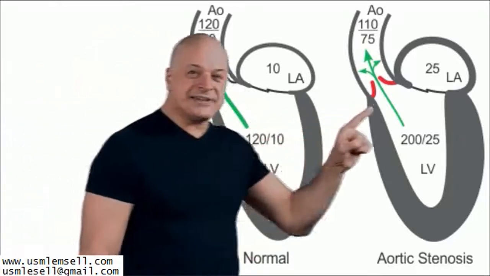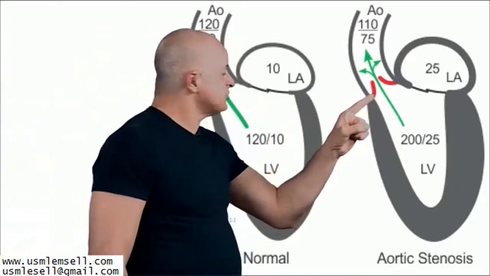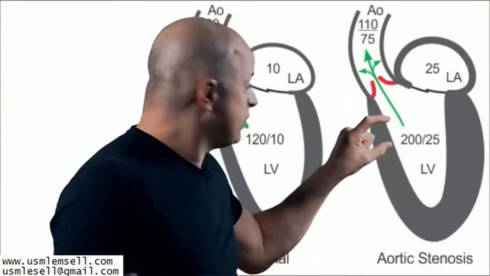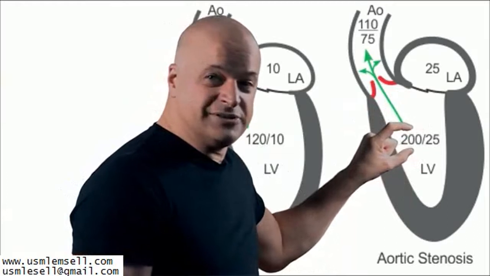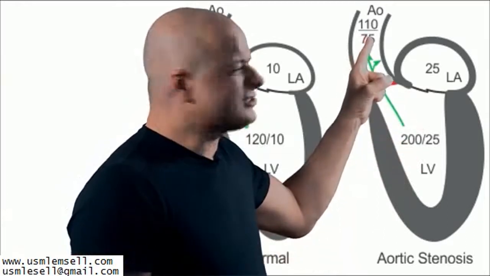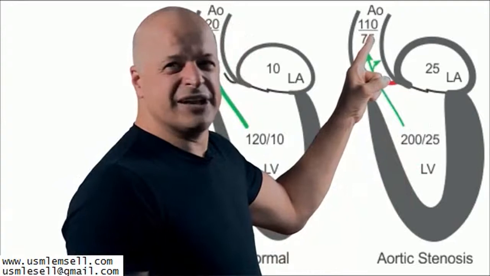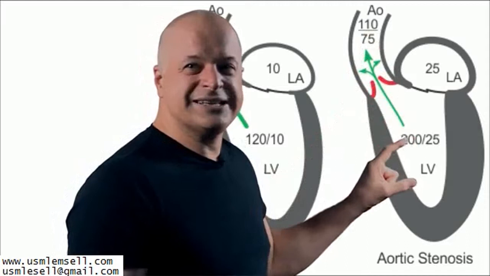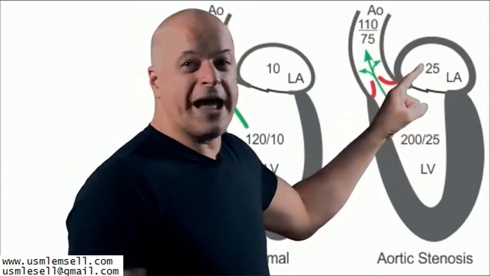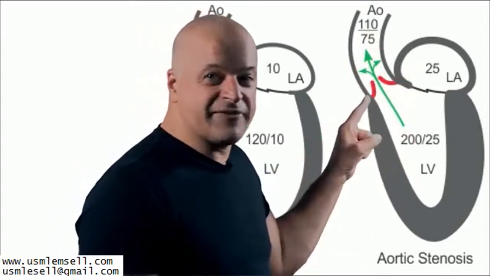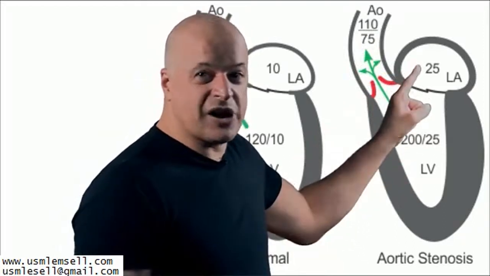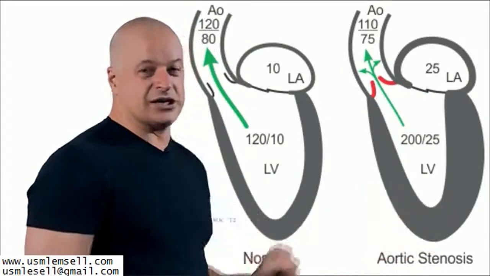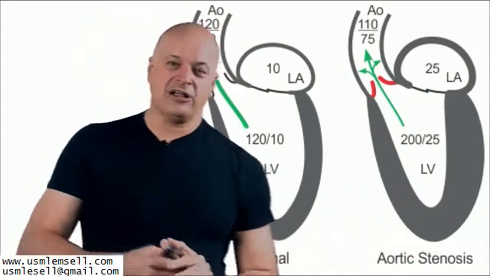Now this stenotic valve, do you see the red thing? That's the aortic stenosis. You see how the pressure here is 200? Really high. But the pressure there is only 110. How come the pressure there is so much lower? The answer is that there's a gradient. The stenotic valve makes this pressure higher, and also the left ventricle is thicker. So that's a valve gradient.